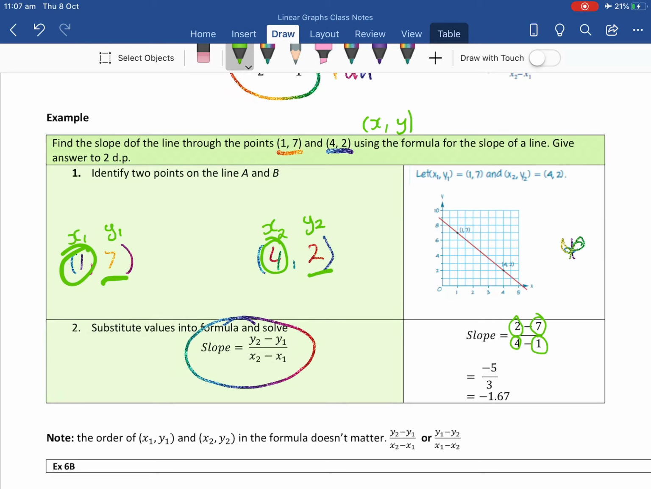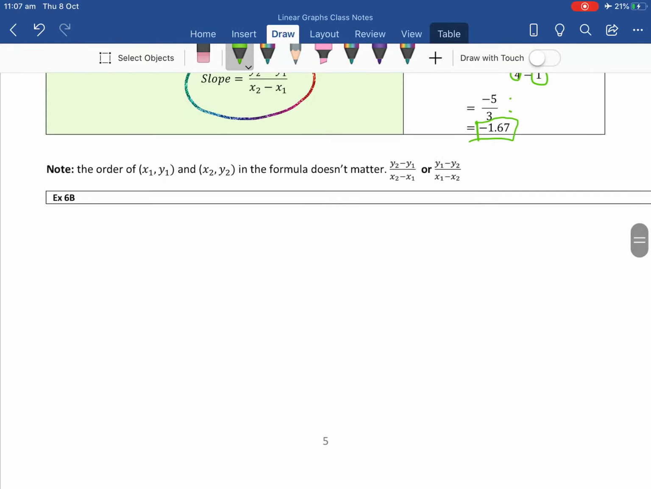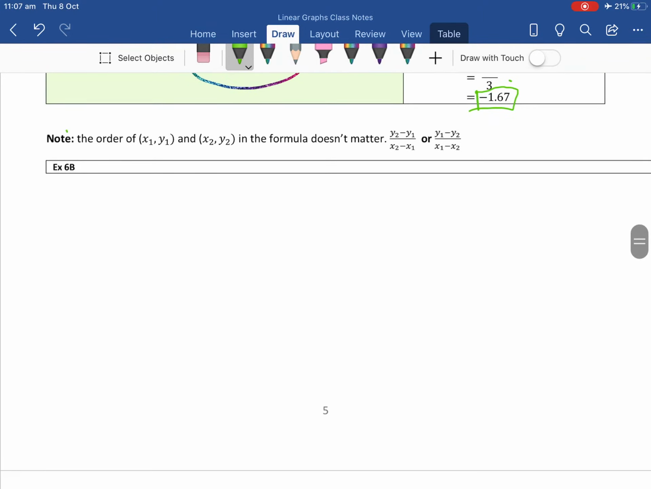So 2 minus 7 is negative 5, 4 minus 1 is 3, which gives you negative 1.67 as our slope, or our gradient. Because it's a negative number, we know it's going to have a negative slope, so our line's going to be going downwards. So that's determining the gradient. The note here is what I just said before, it doesn't matter which order you put your points in. So that's 6b, so you can continue with that for me.